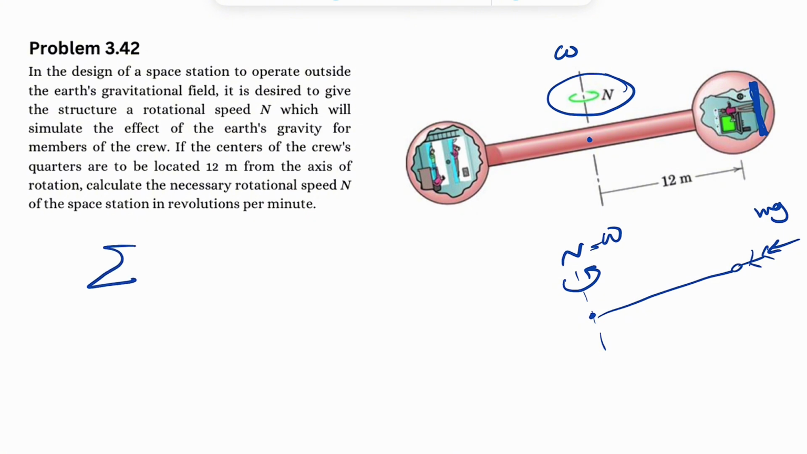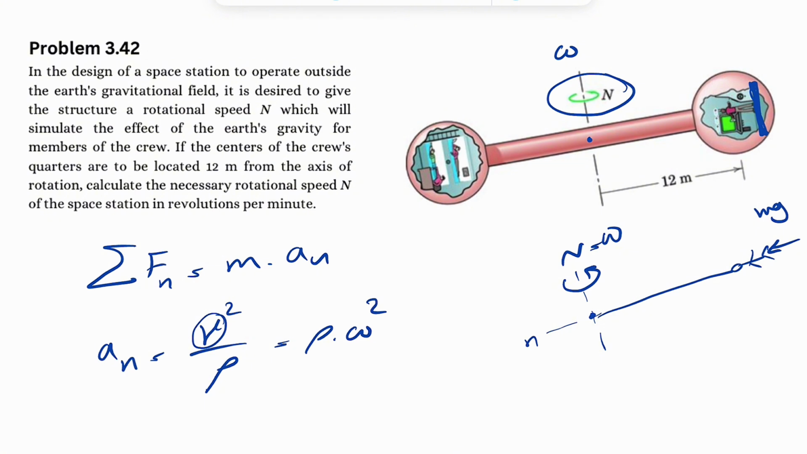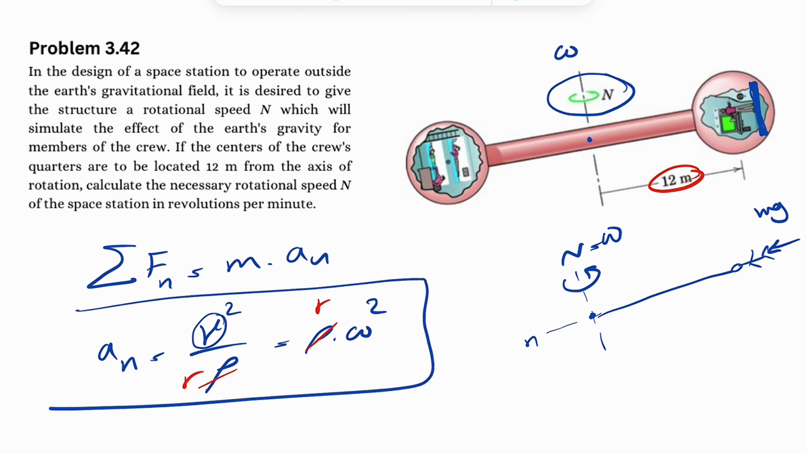As always, we're going to start with the sum of all forces along this direction. We can call it n, which is equal to mass times normal acceleration, centripetal acceleration. All these are the same. We defined the normal acceleration in the previous video as v squared over rho. But we need to keep in mind that this velocity is tangential velocity, not angular velocity. So this formula can also be written as rho times omega squared. Some people show this rho with r, which is the radius of curvature. So these are the two formulas that we have.